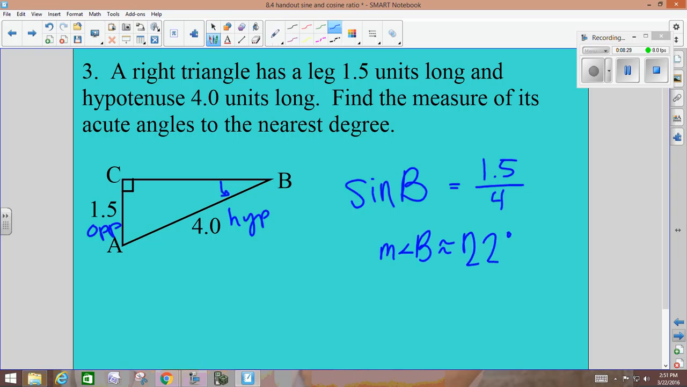How are we going to find the measure of angle A? Good. Use the triangle sum theorem. You don't have to use a trig function to find A. If B is 22 and we know C is 90, all three of these have to add up to 180. You should get 68. If you use a trig function, you should still get 68 for the measure of angle A.